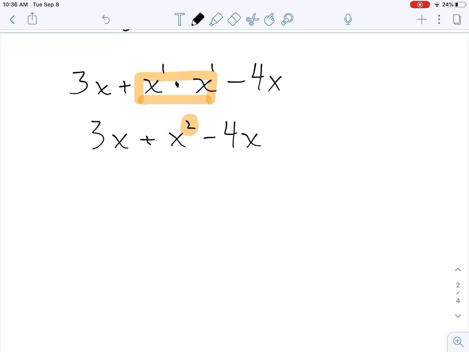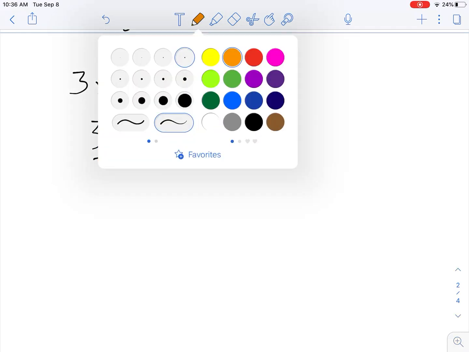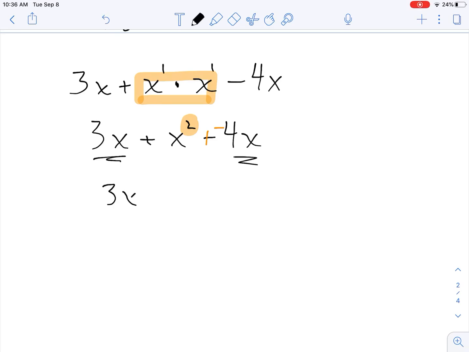Now, can I combine like terms? I see this and this are similar. So I'm going to change this to addition of the inverse. So now I can rearrange the order. So 3x plus a negative 4x plus x squared. So I'll get negative x plus x squared, or you could also write that as x squared plus a negative x, or x squared minus x.